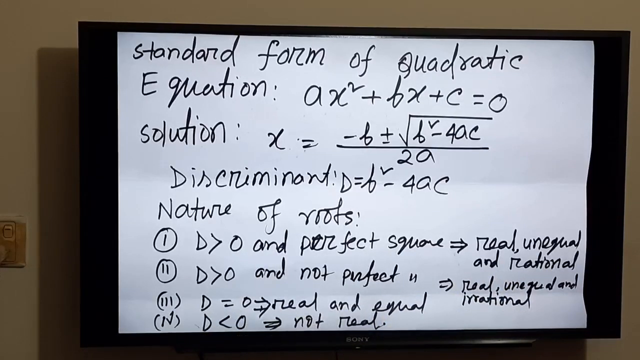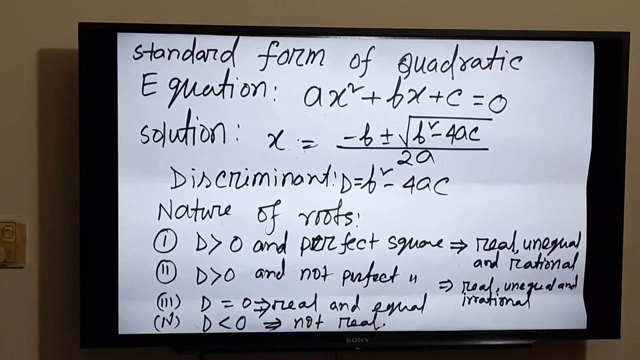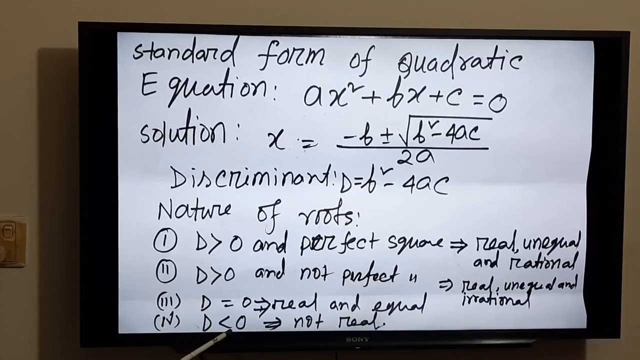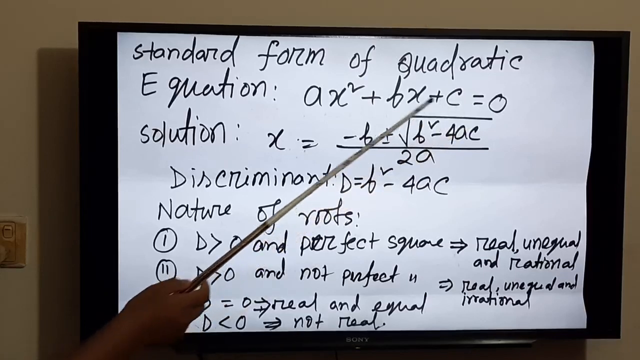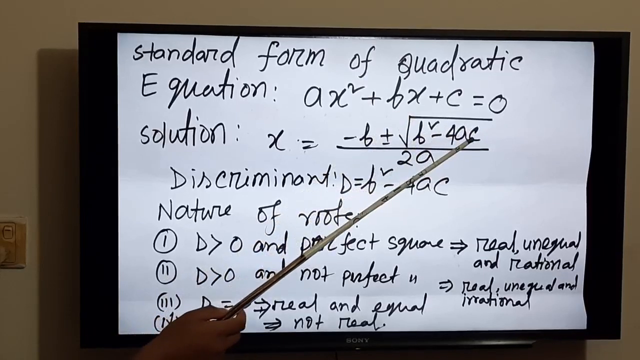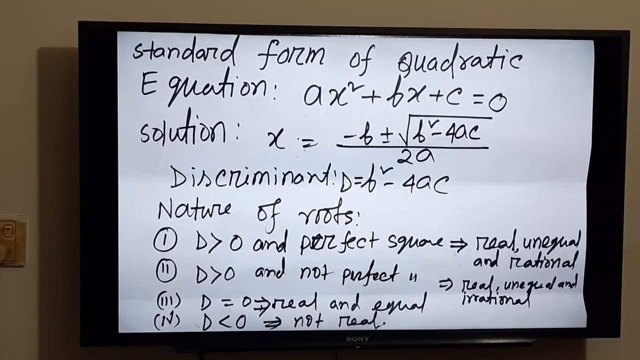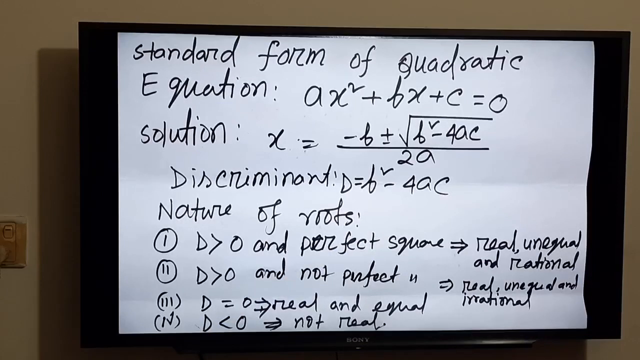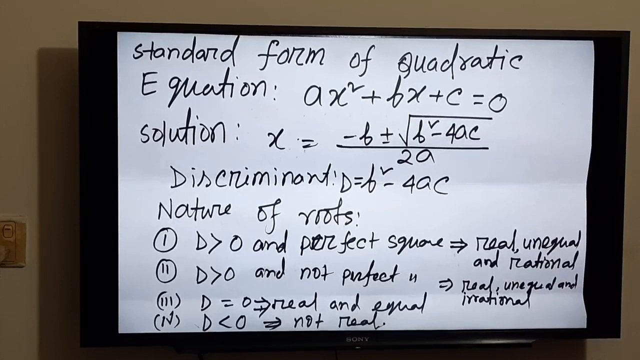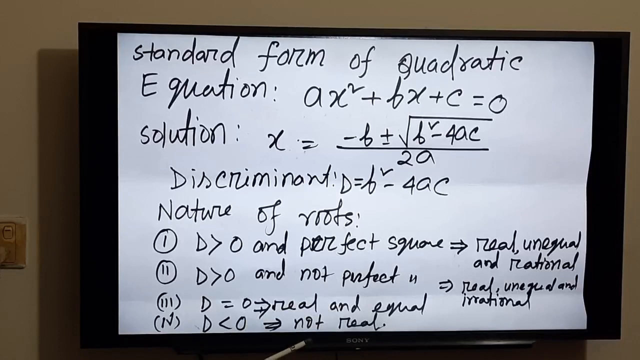If d is equal to 0, then the roots are real and equal. If d is less than 0, then the roots are not real, because d less than 0 means d is negative. If b square minus 4ac is negative, then the root of a negative number is not a defined number. In higher classes you will know what root over minus 1 is. This is a complex number. So d is less than 0, it is up to this. You just have to know it is not a real number.